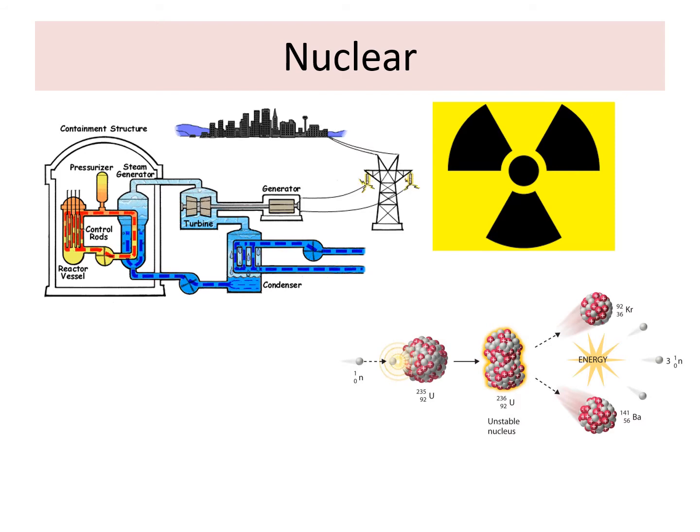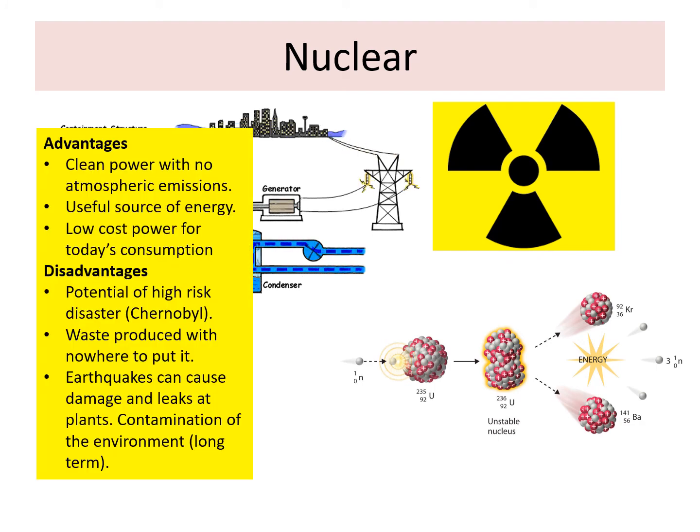The last type of non-renewable energy is nuclear energy. The main nuclear fuels are uranium and plutonium. These are radioactive metals. The advantages: it's clean power with no atmospheric emissions, it's a useful source of energy, and low cost power for today's consumption. However, it has many dangerous disadvantages.